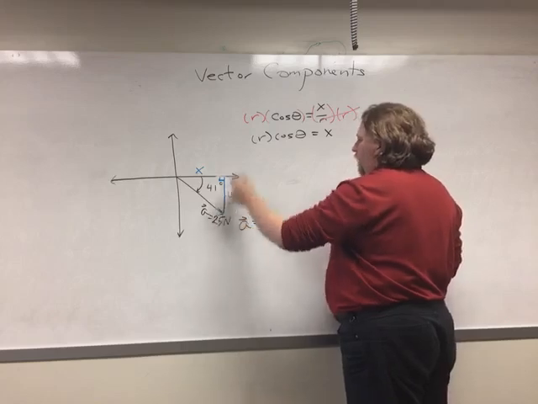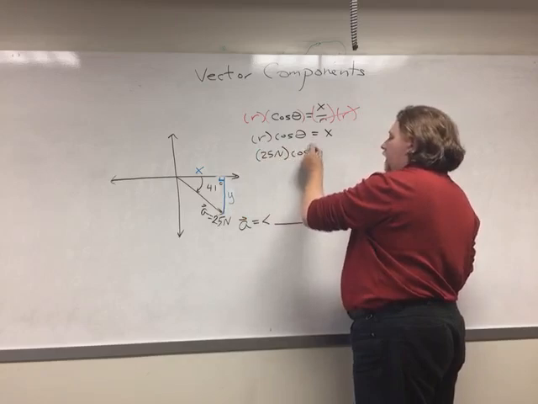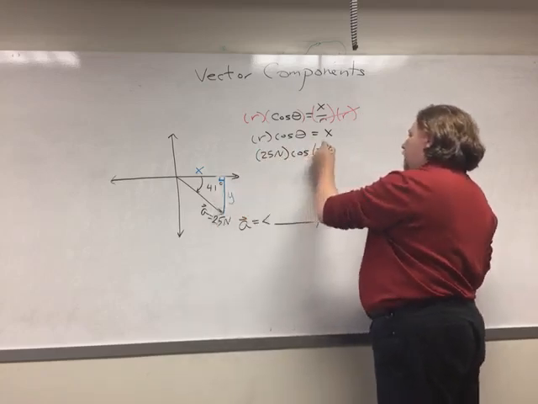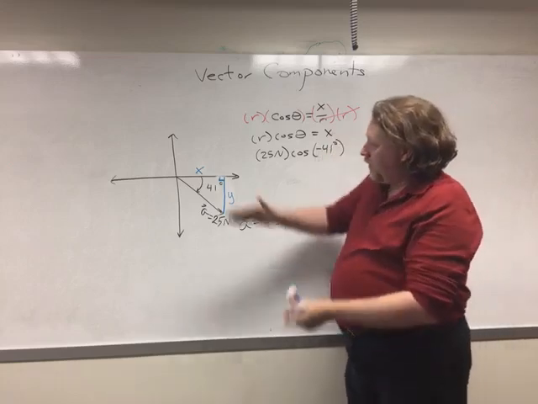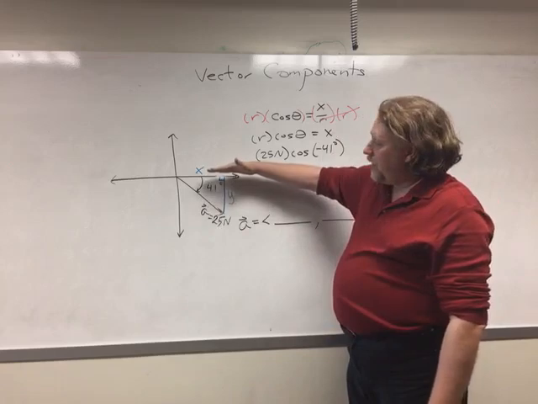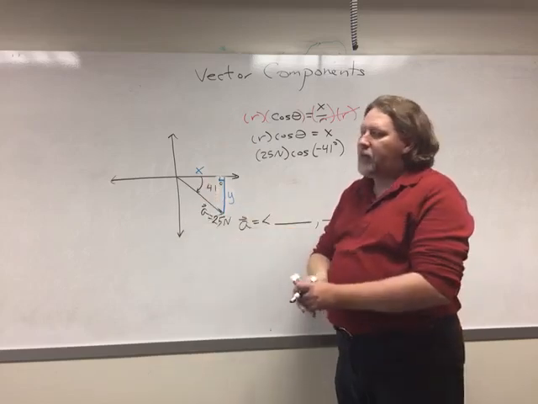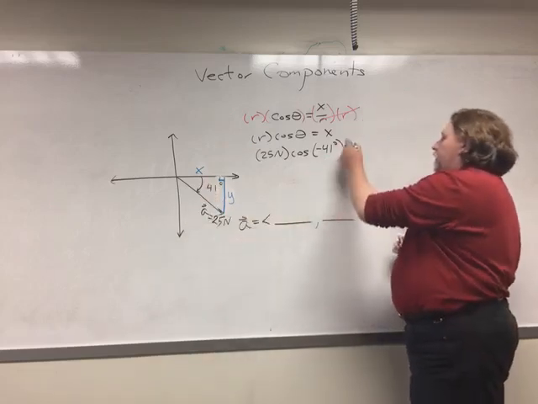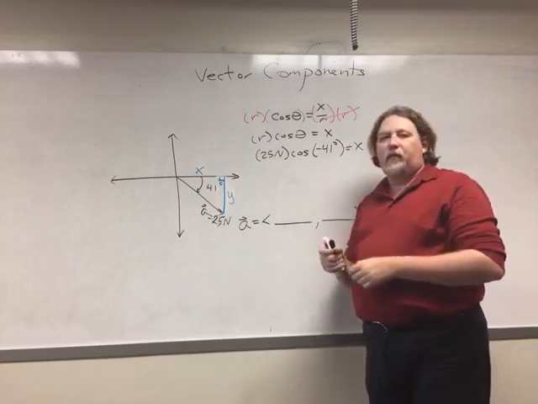And then I can just fill in the blanks. The radius is 25 newtons times the cosine of the angle, which is negative 41 degrees. Mr. Nunn, why are you saying negative? Well, look at the direction. Starting from here, which is where angles start from, I'm going this way. That's clockwise. That's got to be negative. So negative 41 degrees, that's going to give me x. 25 newtons times the cosine of negative 41 degrees.